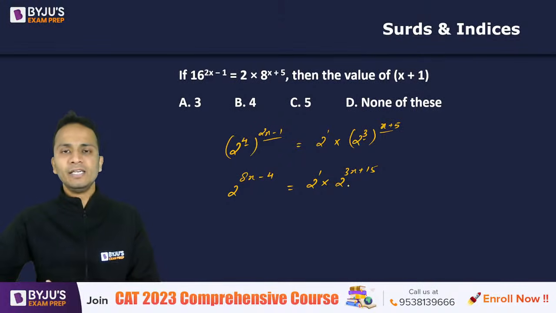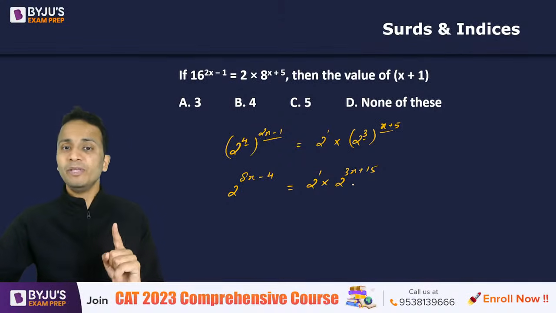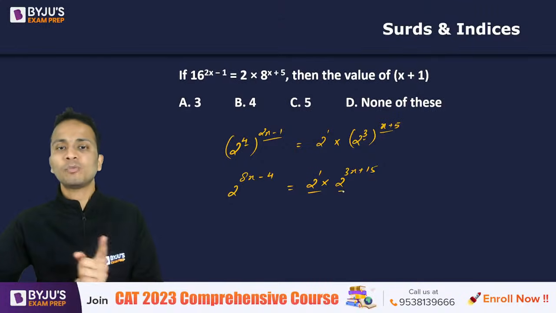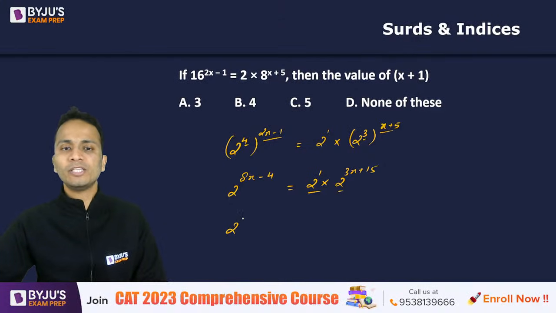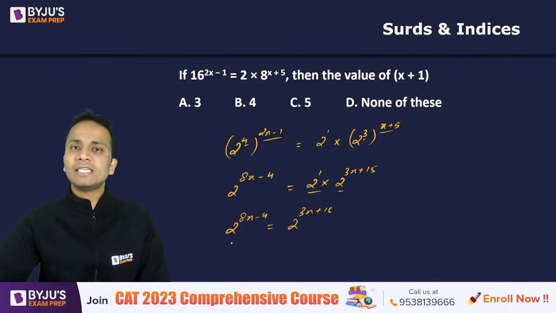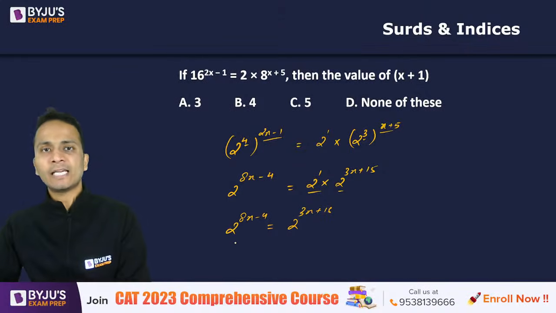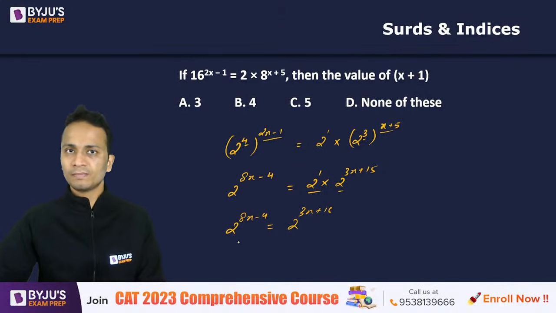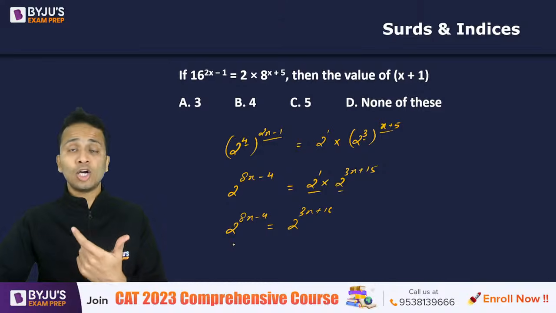Now on the right hand side, the first property will be used. The bases are same, so powers will get added. So 2 raised to the power 8x minus 4 is equal to 2 raised to the power, now adding these two powers, it will become 3x plus 16. Okay. Now you can see that on the left hand side and the right hand side, the bases are equal and they are 2. The base is 2 on both sides.